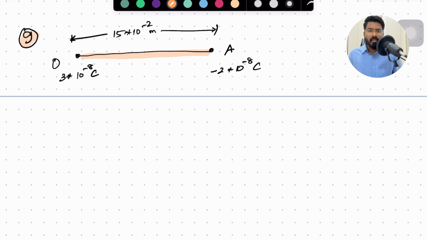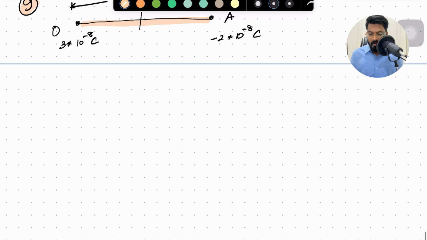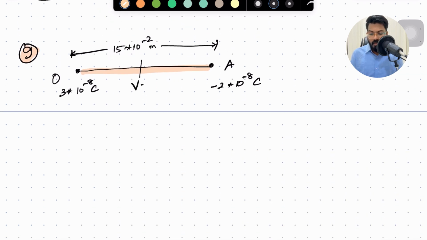Now, there is a line that joins these two charges. At some point on this line, the potential is going to be 0. Where is that point? Let's say this point is x from the left. So on the right side it becomes 15 minus x centimeter.